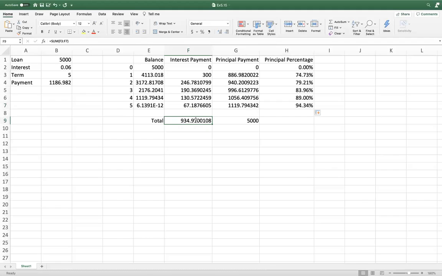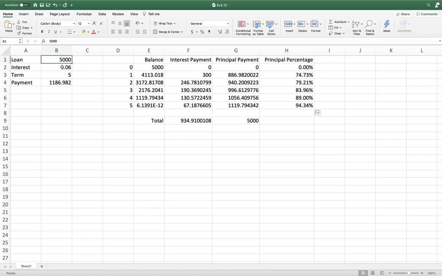I sum up all the interest payments. I sum up all the principal payments. Obviously, it is not surprising to see that this number is 5,000, because that's exactly the number I borrowed. But there is a cost, right? It does not come free. And you can see, in order to borrow this loan of 5,000, I actually paid more than $930, so nearly $35 in interest, right?